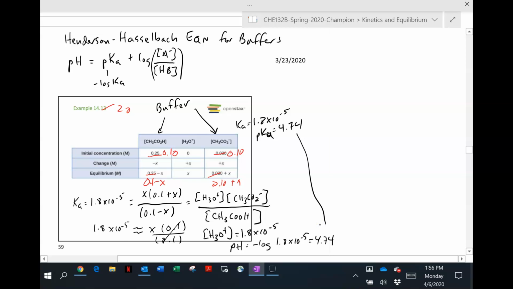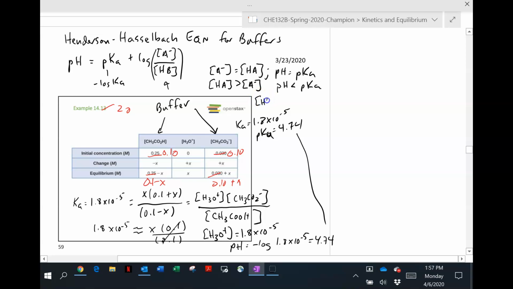If the concentration of the conjugate base and the concentration of the conjugate acid are equal, pH is pKa, because the log of anything divided by itself is the log of 1, and the log of 1 is 0. Now, if I have more of the acid form, more HA than A minus, then the ratio inside the log will be less than 1. So the pH is going to be less than pKa, because the log of something less than 1 is a negative number.